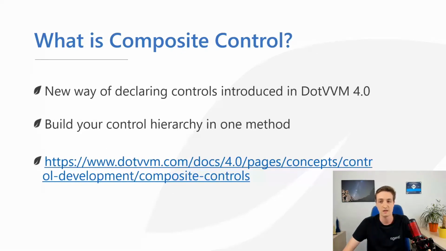And what is a composite control? Basically, a composite control is a new way how to declare code-only controls, and this way of writing code-only controls was introduced in the latest version, .vvm 4.0. And basically, what it gives you is, again, a very clean and intuitive way how to write code-only controls.